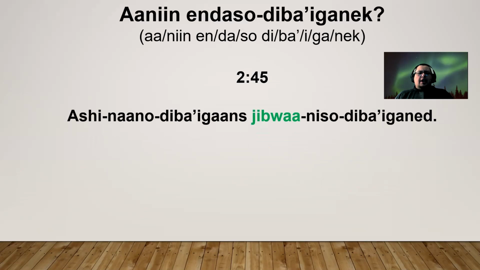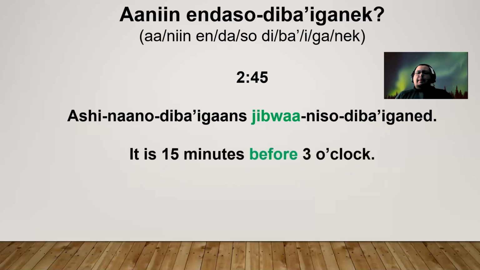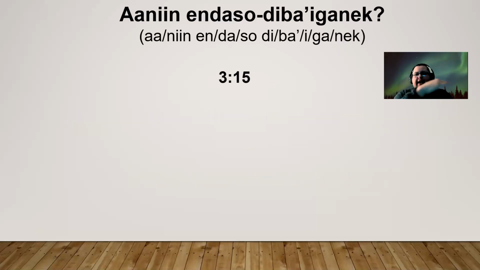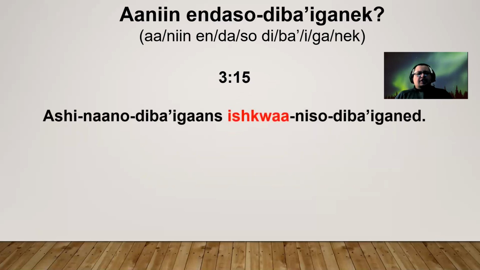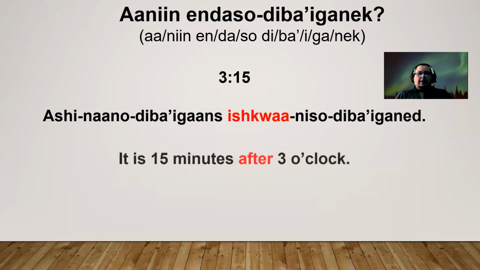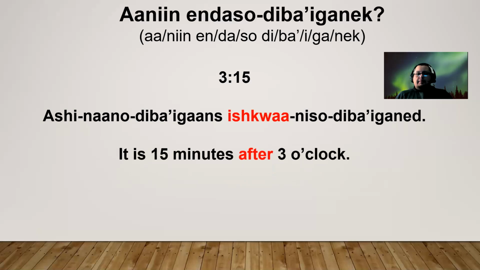2:45. Ashinano diba'iganek, anin endaso-diba'iganek. What time is it? Ashinano diba'iganek. Jibwa niso-diba'iganek. It is 15 minutes before 3 o'clock. And the opposite side of that one, we have 3:15. Ashinano diba'iganek. Ishkwa niso-diba'iganek. It is 15 minutes after 3 o'clock.